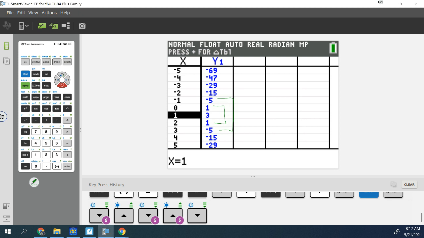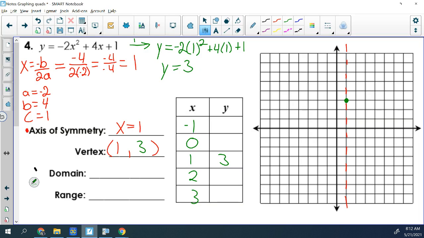So our graph looks like this. Our table looks like this. Oops. This is 1 and 1, and this is -5 and -5. Once again, these guys always match. These guys always match, and our vertex is right in the middle, which is perfect. Cool. So go plot those.